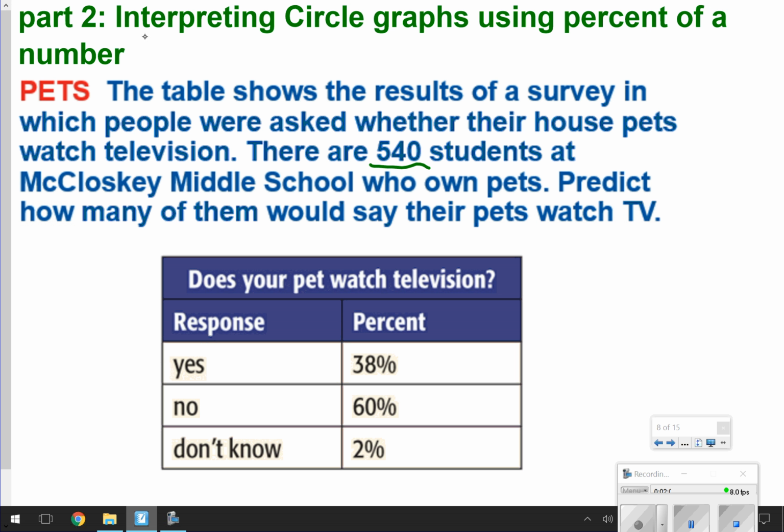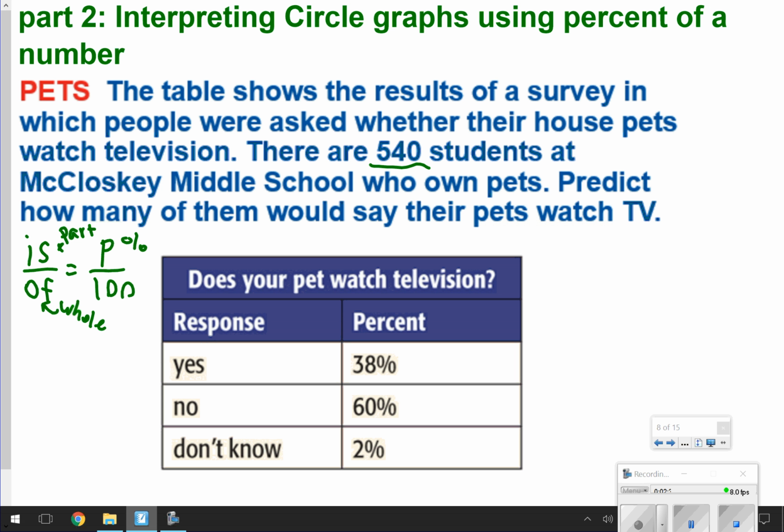Notice part 2 says interpreting circle graphs using the percent of a number. Remember, we've already learned this. Is over of is equal to P over 100, where is stands for the part, of stands for the whole, and P stands for percent because they're always out of 100. If you needed to jot that down in your notes, feel free to do so because you will have some questions like this on your homework.